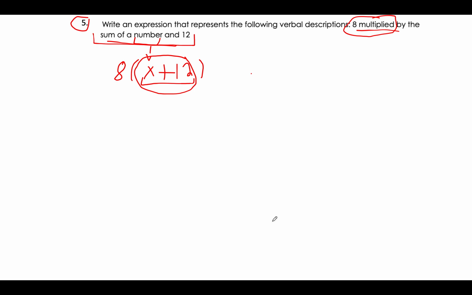And final question here, it says, write an expression that represents the following verbal description: 8 multiplied by the sum of a number and 12. So our number, we're going to call x. We're going to add 12 to that, and like we did earlier, we're now going to multiply 8 by the sum of these values here. So that's how we got 8 times x plus 12.